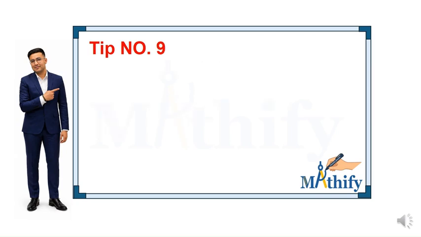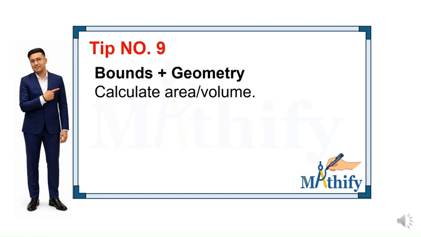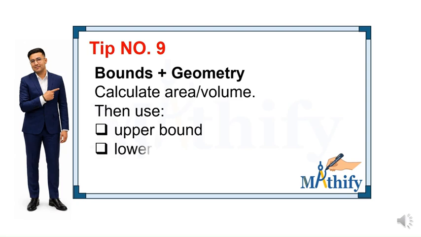Tip number 9, bounds and geometry. Calculate the area or volume, then use upper bound, lower bound for the final answer. For bounds, you need to know the place value of the degree of accuracy when working out upper bound and lower bound.